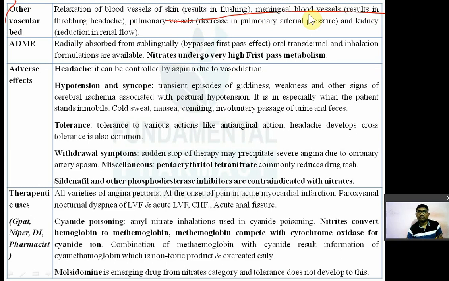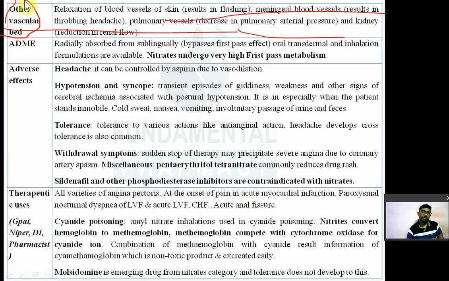Meningeal blood vessel result in the throbbing headache. So dilation of meningeal blood vessel, जो आपका cerebral blood vessel है उसको dilate करता है, because of that it causes headache, throbbing headache. Pulmonary blood vessels के ऊपर क्या है, decreases the pulmonary arterial pressure and also reduction in the blood flow to the kidney. That is the actions of nitrate on the other vascular blood.